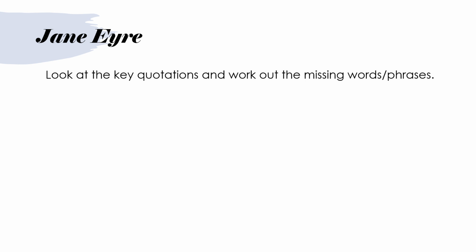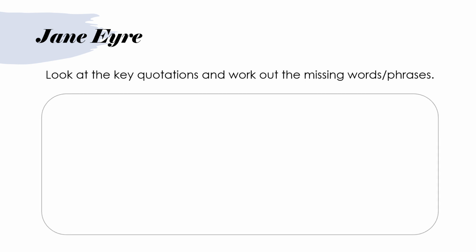Look at the key quotations and work out the missing words or phrases. The first one says, "Reader, I something him." So what you should be thinking about now is, if you can, try to consider what is the missing word or phrase, and then potentially what character could it link to as well.